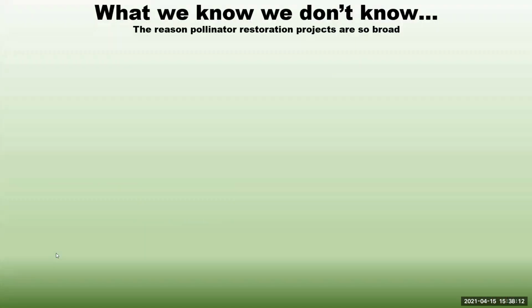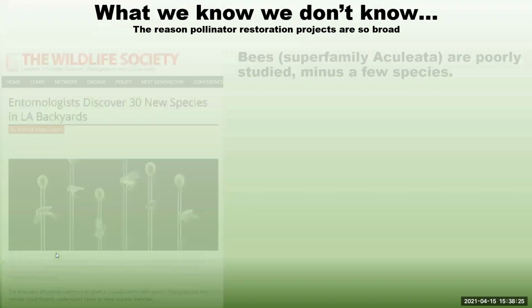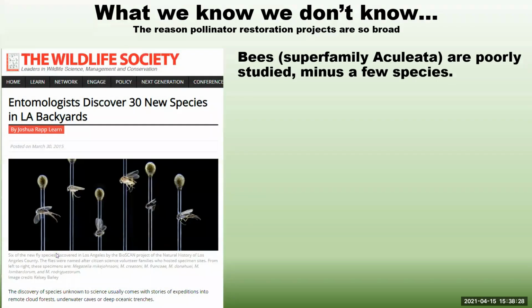So if we really take a look at some of the information that's out there with native pollinator gardens and resources on how to conserve our native bees, you'll notice that they're kind of broad. And that's in part because there's a lot that we don't know. Bees are insects, and insects in general make up the majority of biodiversity on the planet. But we also know that about 25% of insect species have not been described. Bees are in that group.